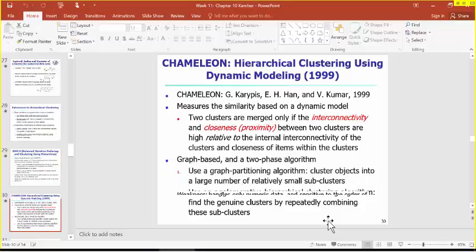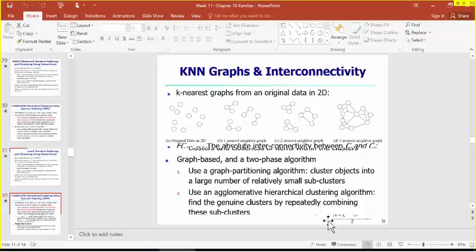The second one is Chameleon, which was proposed in 1999, and it measures the similarity based on a dynamic model. Two clusters are merged only if the interconnectivity and closeness, or the proximity, between the two clusters are high. It is graph-based and is a two-phase algorithm. First it uses a graph partitioning algorithm, and then it uses an agglomerative hierarchical clustering algorithm which finds the genuine clusters by repeatedly combining the subclusters.